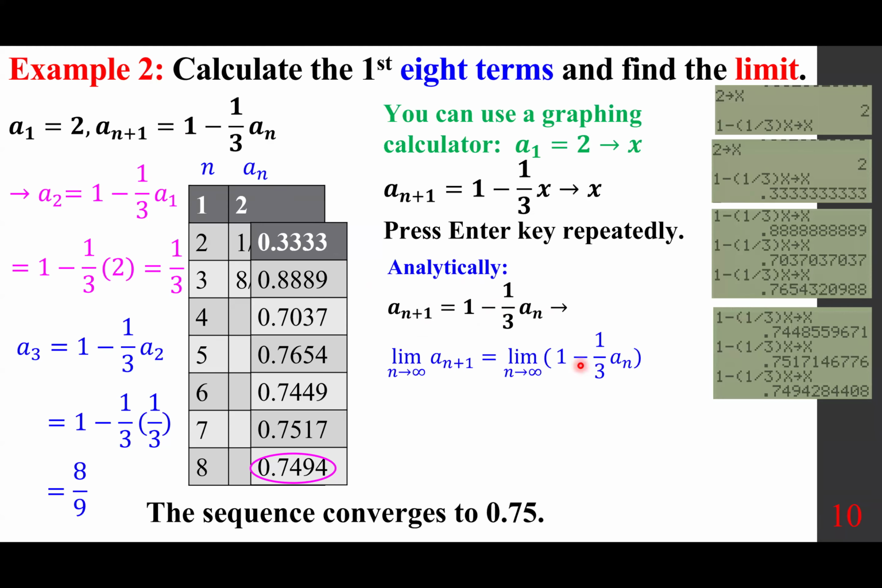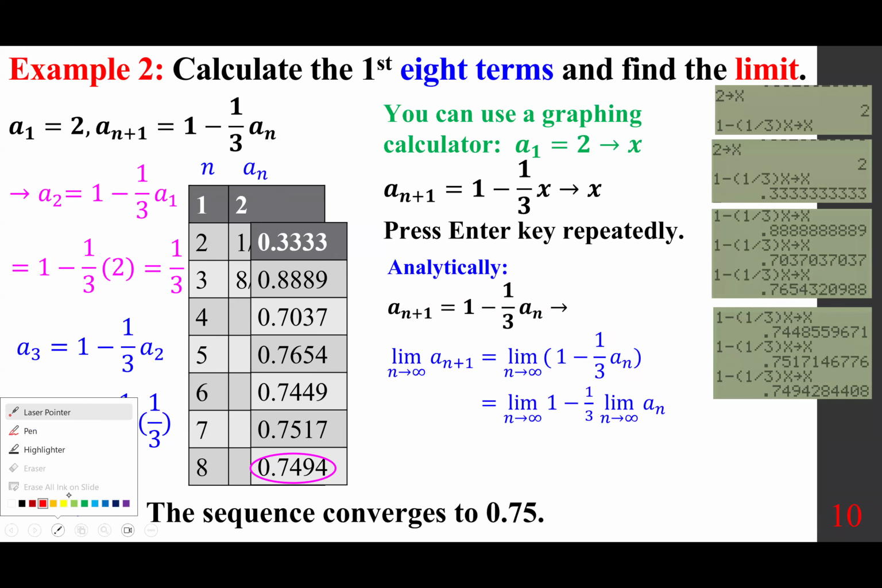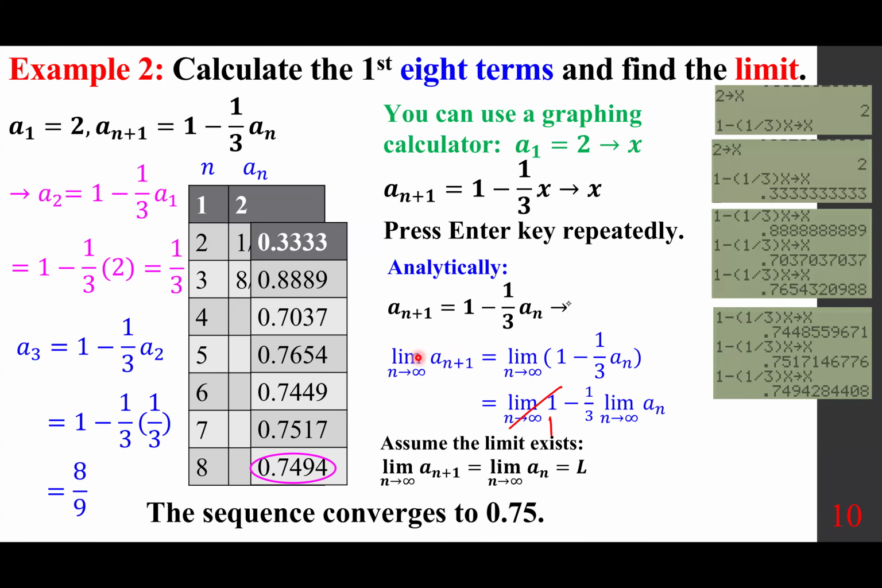The right side, using the limit laws, we get the limit of 1 as n approaches infinity, and minus 1/3 limit of A sub n as n approaches infinity. And this is, of course, 1. Now, either the limit exists or it doesn't. They say find the limit. That means they are telling us the limit exists. If the limit exists, the limit for A sub n plus 1 and the limit for A sub n is the same. Meaning, at some point, if you continue a few more, you see that nothing changes. So the limit of A sub n plus 1 equals the limit of A sub n.